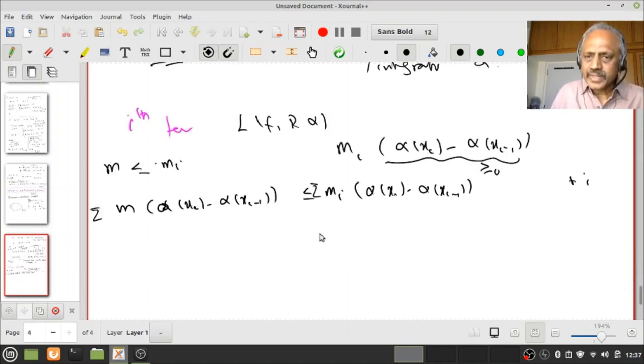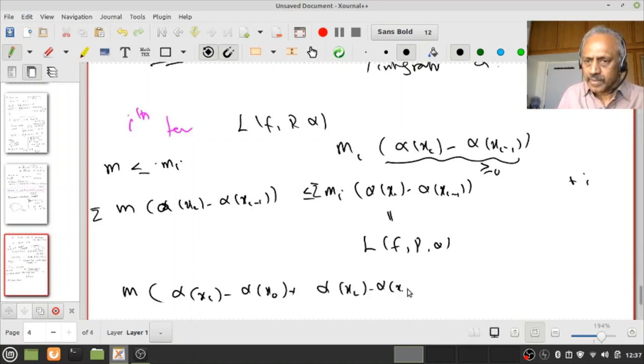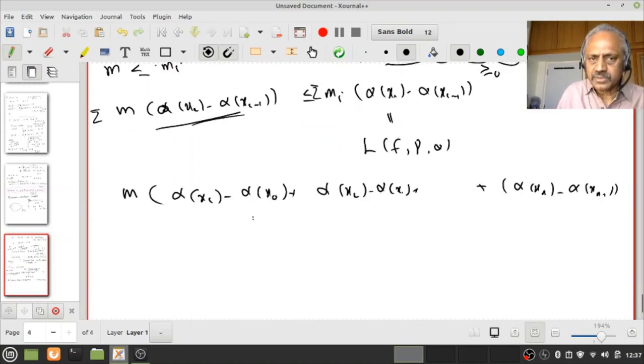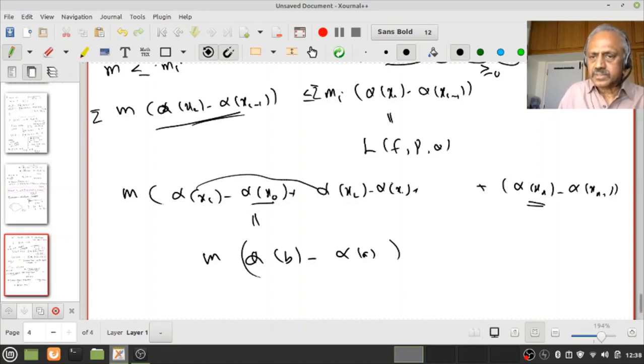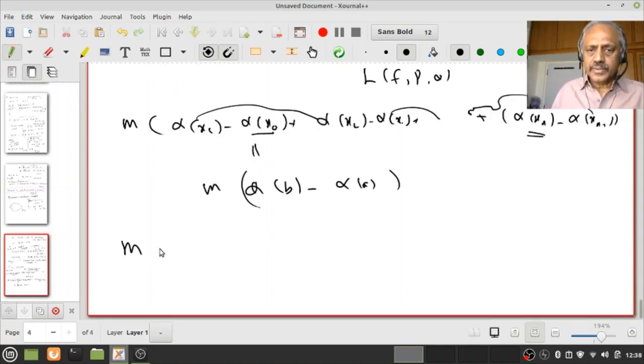So what do I get? Here I will get LFP alpha. Here, M is common, therefore I will get this alpha. Next, you see that alpha is an increasing function. Therefore, again, I will have a telescopic sum. That is alpha x1 minus alpha x0, plus alpha x2 minus alpha x1, and so on and so forth, then alpha xn minus alpha xn minus 1. This sum is telescoping. It turns out to be m into alpha b minus alpha a. Because this is alpha a, this is alpha b, this cancels with this, this will cancel with the previous term. So what we have is m into alpha b minus alpha a is less than or equal to LFP alpha.